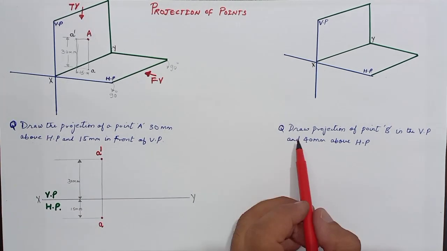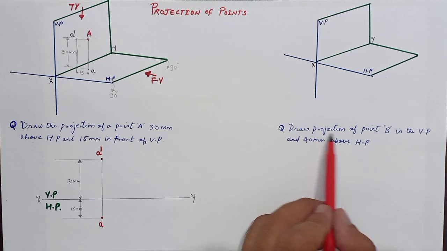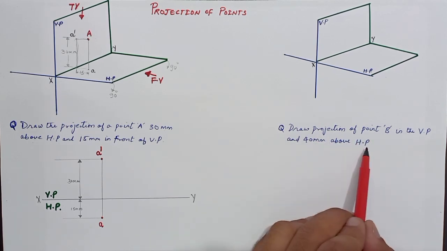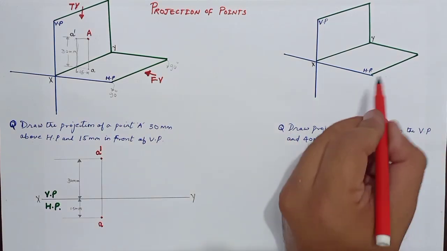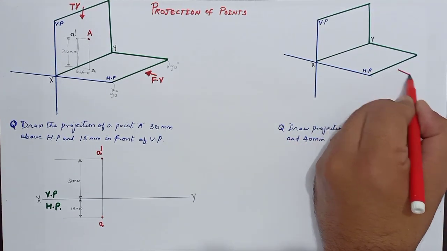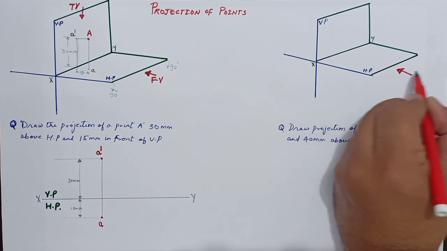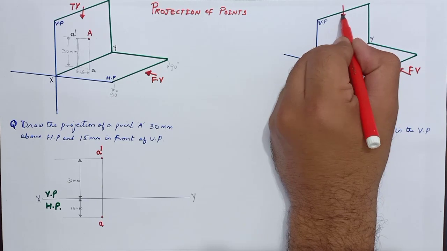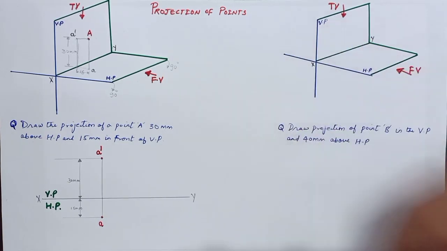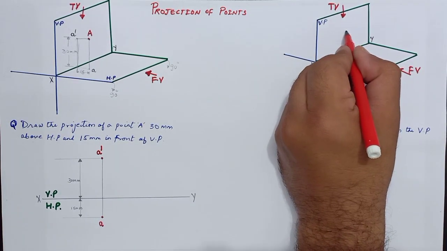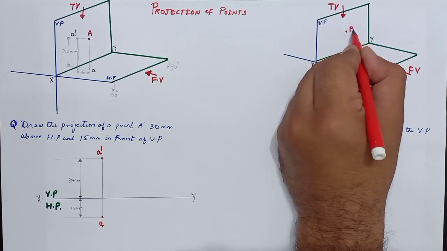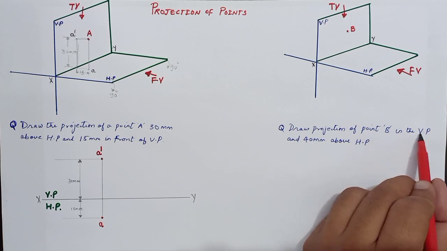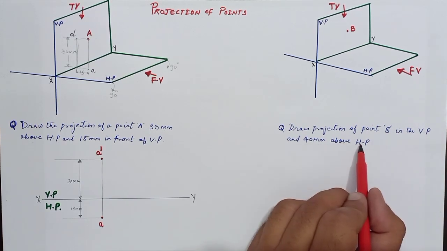so the next question we take: draw the projection of a point B in the VP and 40 millimeter above HP. So in this pictorial view, this is the observer looking at the front view, and here the observer looking from the top view. So we place a point B. Here we can see B is in the VP and 40 millimeter above HP.